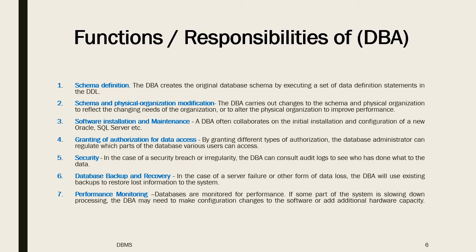Then the security. In case of a security breach or irregularity, the DBA can consult audit logs to see who has done what to the database. Then database backup and recovery. In the case of a server failure or other forms of data loss, the database administrator will use existing backups to restore the lost information to the system. So if something goes wrong with your database or it gets corrupted, the database administrator will have the backup and can restore the lost information.